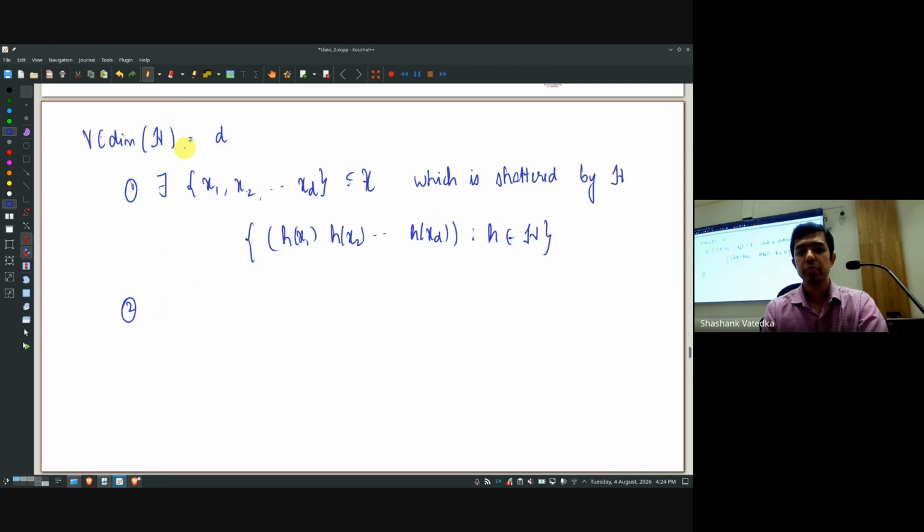So if the VC dimension is equal to d, then there exists some set of d points which is shattered by H. And it also means that if I take any d plus 1 points, no matter how I choose these d plus 1 points, these will not be shattered by H.